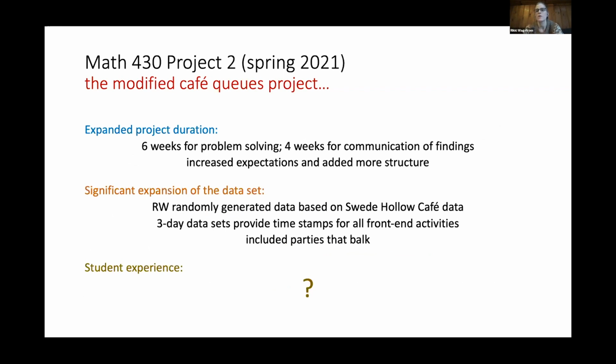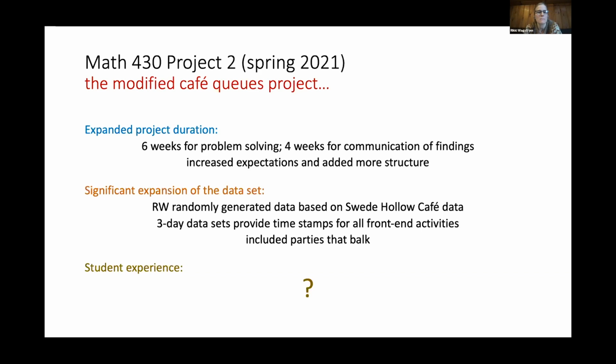Because the course is now running over 15 weeks, the projects now have a longer time span. And I decided to revisit this café problem a second time. I wanted to make some changes to the project, expand the project, and then really just see what students will do with it. So this spring, they're going to have 6 weeks for problem solving, 4 weeks to really focus on communicating their findings. Because they have a longer time span, I'm increasing the expectations on them. I'm also adding more structure to ensure that they are thinking about these expectations.